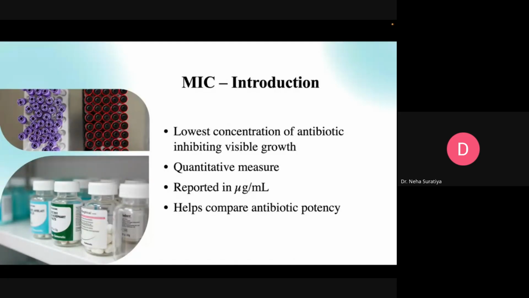And that is the fourth bullet point. It helps to compare antibiotic potency, right? We are here to compare the antibiotic potency. So MIC is responsible for comparing the potency of the antibiotic. If the drug has a low MIC, it will be more potent. If the drug has a high MIC, it will be less effective, right?